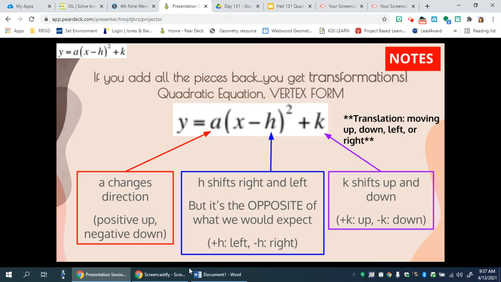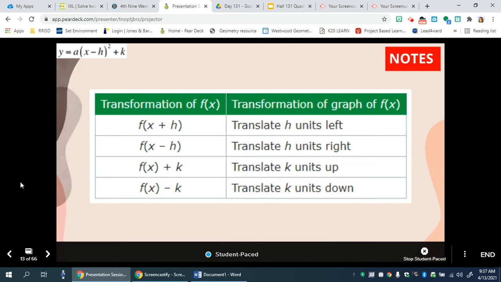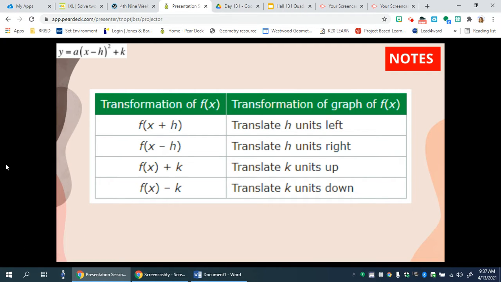If you wrote these down yesterday, awesome. If you did not, go ahead and pause the video and write this stuff down. Here is another example of basically the same information without A, but you have positive H goes to the left, negative H goes to the right, positive K goes up, and negative K goes down.